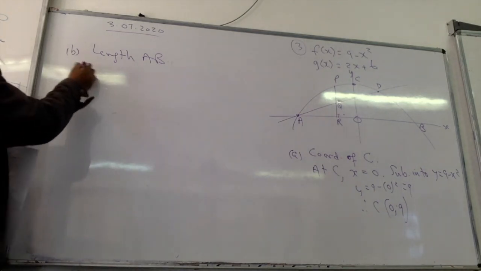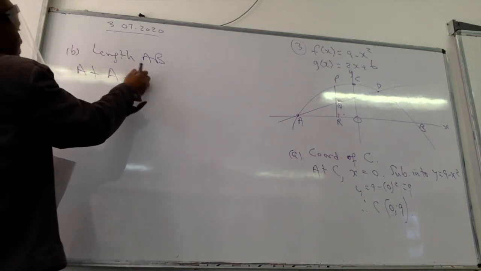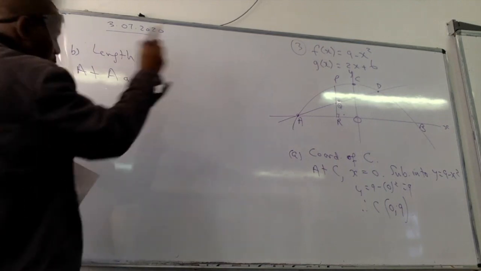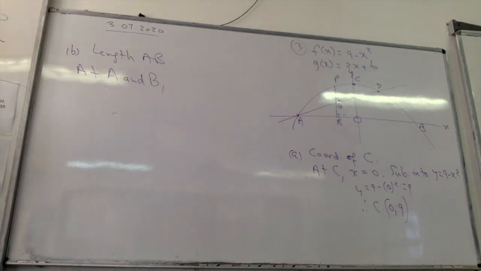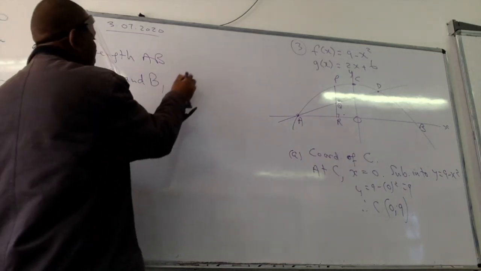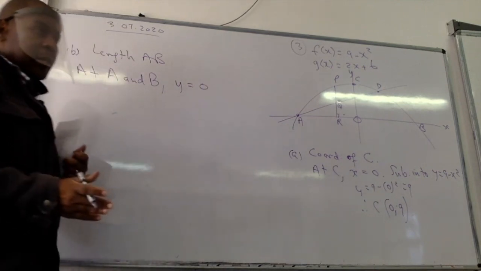You're going to say at A and B, what are you going to say? You said A and B are on the x-axis. Therefore, at A and B, x is equal to 0 or y is equal to 0? It's y which is equal to 0, right? Okay, good. So at A and B, y is equal to 0, we know that, right?